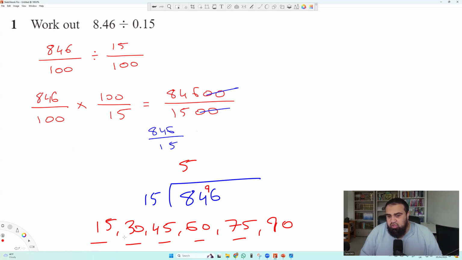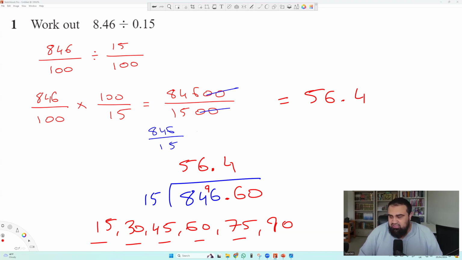Then how many 15s go into 96? Well, 6. Right? And then what's left over? 6. So you need a decimal point there and a decimal point there because you've run out of numbers. And because it's after the decimal point, you're allowed to put a 0. How many 15s go into 60? 4. So the final answer is 56.4. Easy peasy lemon squeezy. Let's move on.